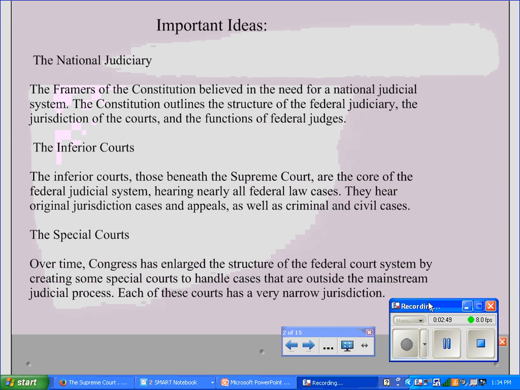What would a criminal case be? Melody? Doing something criminal, yeah. Criminal involves breaking the law. Civil involves, what would civil be? Yeah. So, disputes that are not breaking the law, like divorce, land disputes, that kind of stuff.